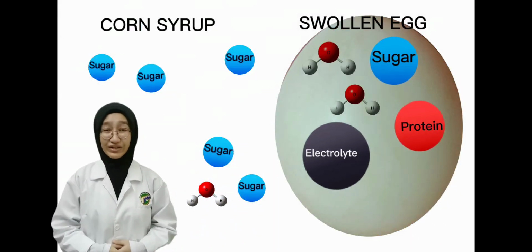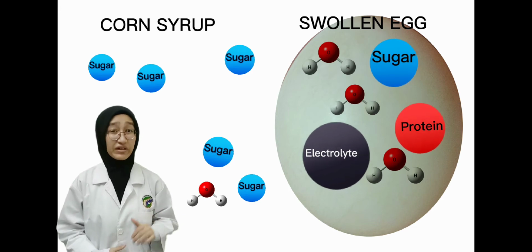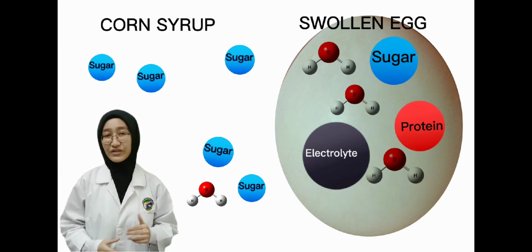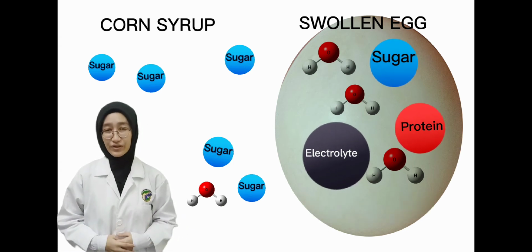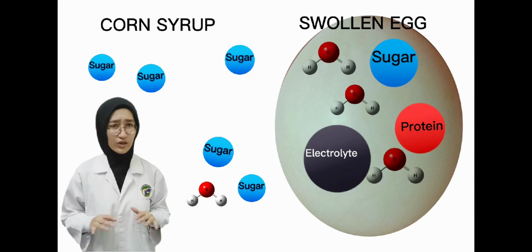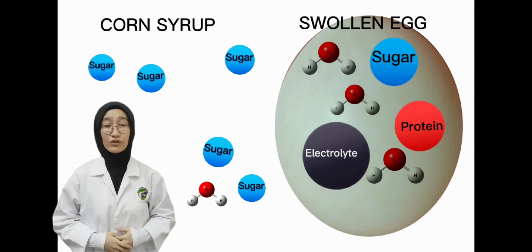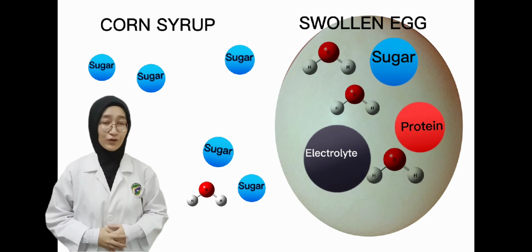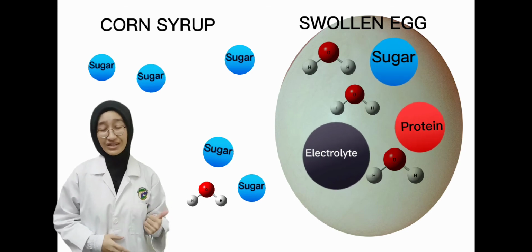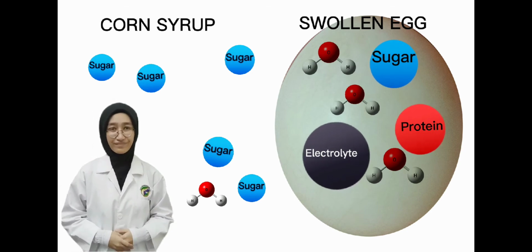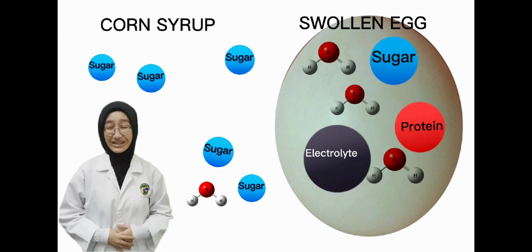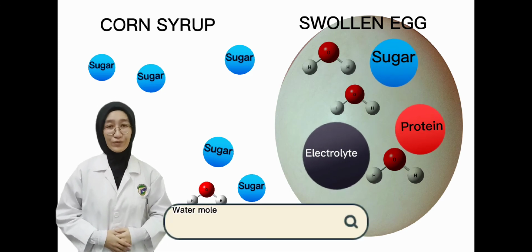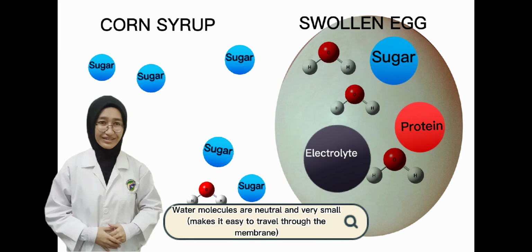When we place the swollen egg into the corn syrup, the opposite effect happens, where the water molecules travel through the semi-permeable membrane and go into the syrup. This happens because the corn syrup contains a lot of sugar molecules and very few water molecules. However, the swollen egg contains a lot of water molecules and very few sugar, protein, and electrolyte molecules. Although all molecules want to be in equal proportion on either side of the membrane, remember, only water molecules can travel through the membrane easily.